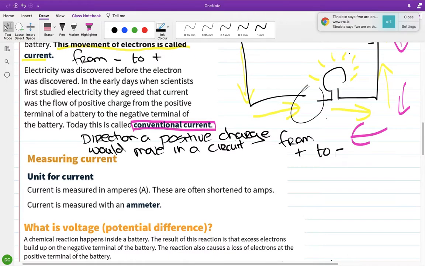Right, how do you measure current? The unit for current is the ampere. We tend to just say amps.